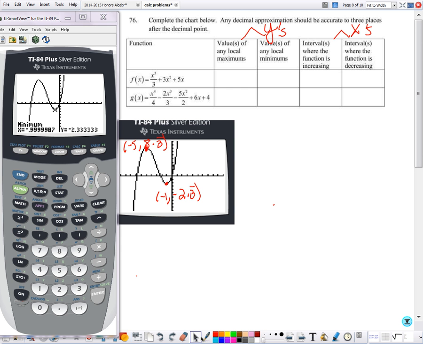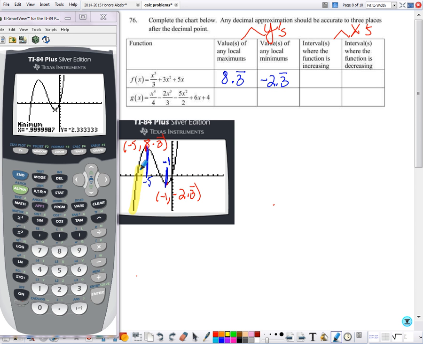Your calculator is only approximating the maximum and minimum coordinates. So you have to use your math knowledge to round that appropriately. So our max value is 8.3 repeating. Our minimum value is -2.3 repeating. And then this cutoff is -5, and this cutoff is at -1. I only care about those x values.